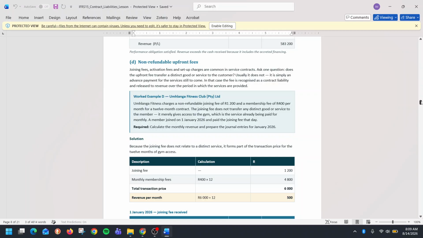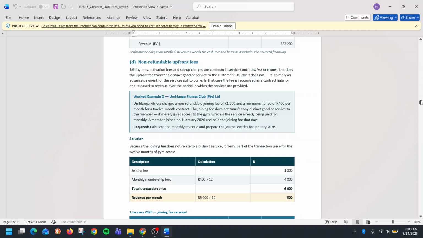Okay. Then we go, what happens now if your contract comes with a non-refundable upfront fee? Umhlanga Fitness charges a non-refundable joining fee of 1,200 and a membership fee of 400 per month for a 12-month contract. The joining fee does not transfer any distinct goods or services to the member.